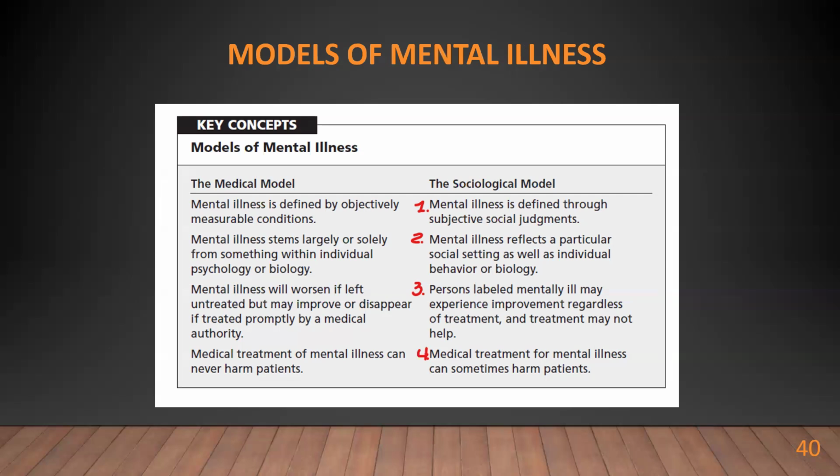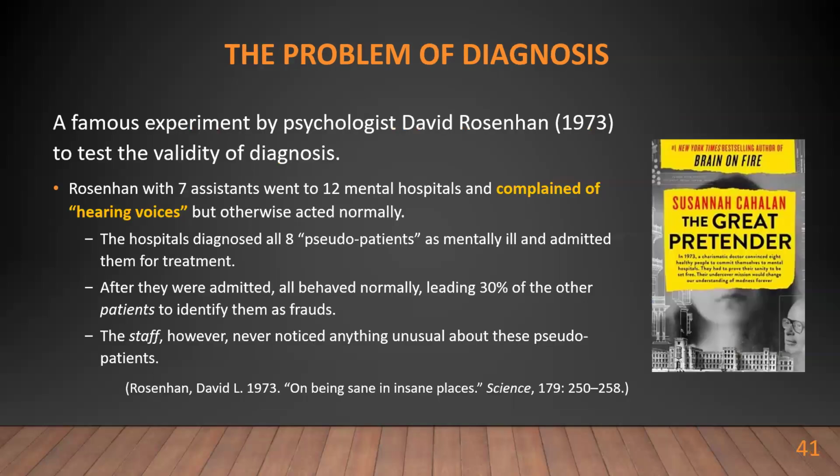Well, the sociological model begs to differ. Mental illness is defined through subjective social judgments, hence the labeling theory. We're going to talk about that later today as well. Mental illness reflects a particular social setting as well as individual behavior or biology. Persons labeled mentally ill may experience improvement regardless of the treatment, or treatment may not help, and medical treatment for mental illness can sometimes harm the patients.